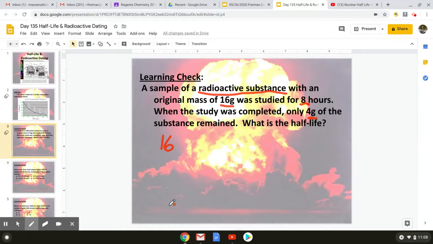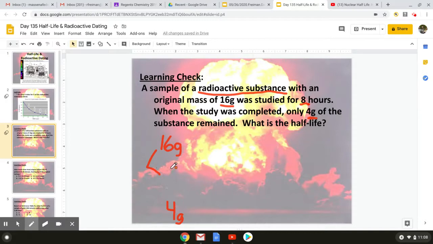What we do is we're starting off with 16 grams. You take the amount you're starting with, and then you take your ending amount. So you have your start amount and your end amount. We're ending with 4 grams. And we want to figure out how many half-lives took place. So what is half of 16?